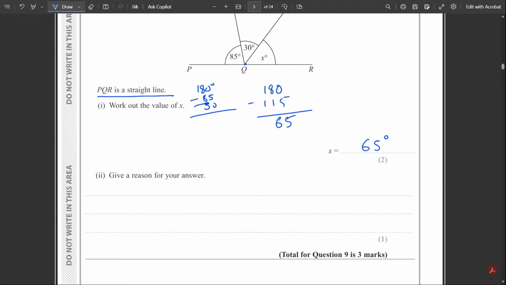Give a reason for your answer. So you're saying angles in a straight line add up to 180.